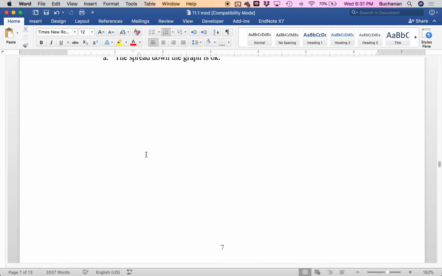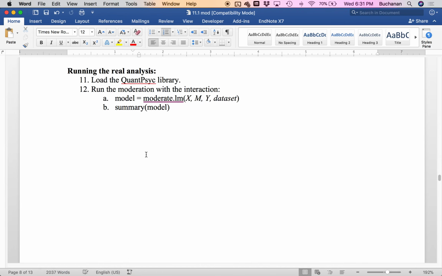So now that we're done, how do we actually run this analysis? You're going to load that QuantPsyc library and run that moderation with the interaction. So we're actually just going to now make it run the analysis that we've been screening. The nice thing about QuantPsyc is that it also gives you the simple slopes, so we don't have to create those manually, although I will talk a little bit about how that's done.